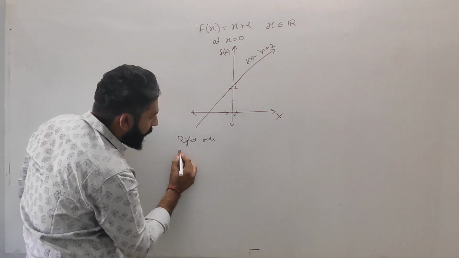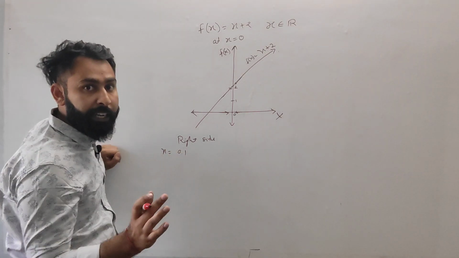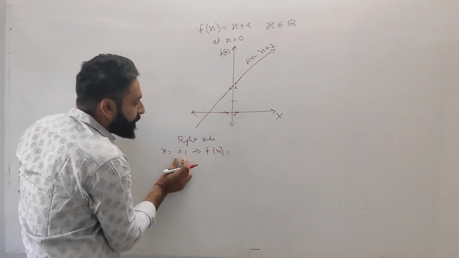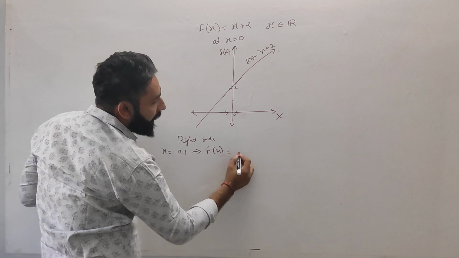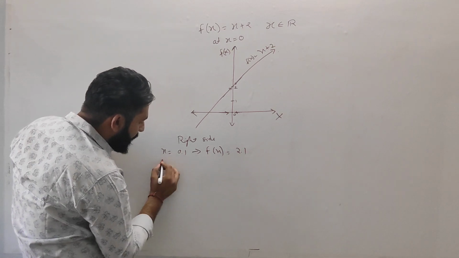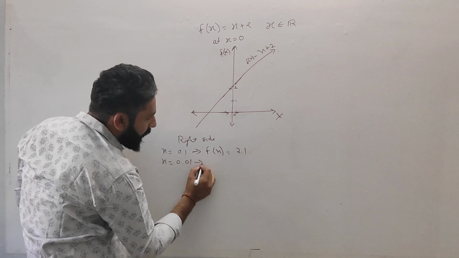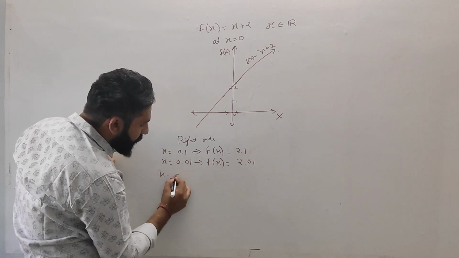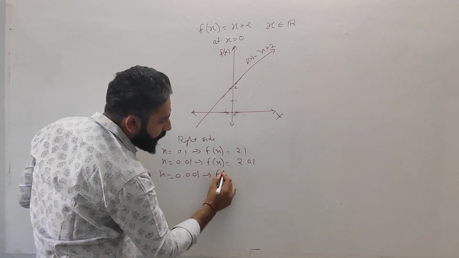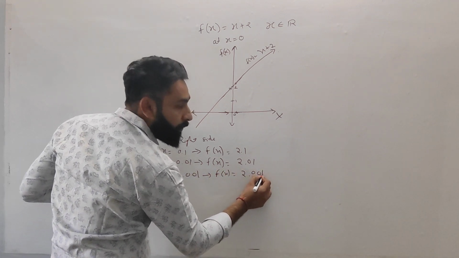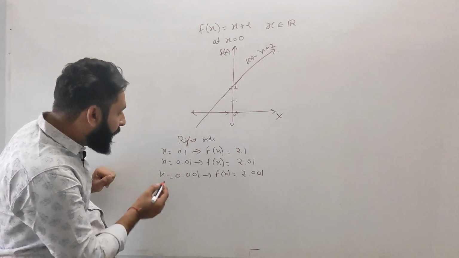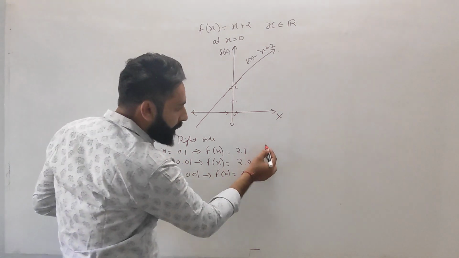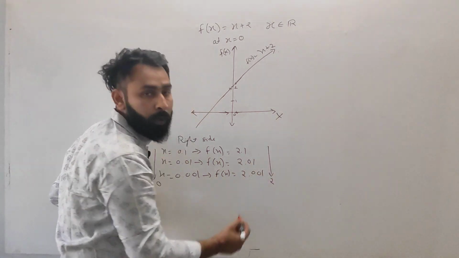We take the value x is equal to 0.1. Then f of x is equal to, we simply put the value 0.1 in this equation, and we get 2.1. Then we put x is equal to 0.01, then f of x is equal to 2.01. When we put x is equal to 0.001, f of x is equal to 2.001. So we clearly see that when x approaches 0, the function value also approaches 2.